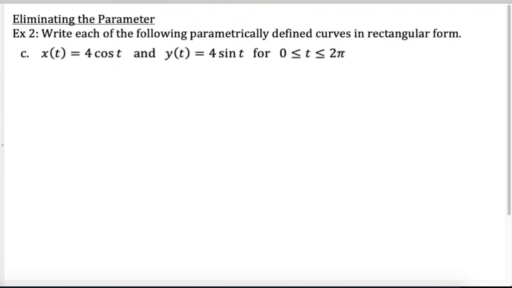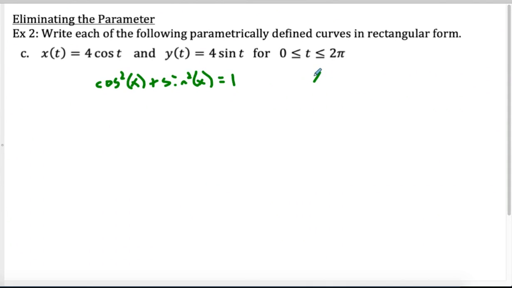Then our final example is just a little bit different, right? Here, since I have my x and my y written in terms of cosine and sine, what we actually want to think about is our Pythagorean identity. Cosine squared plus sine squared equals 1. So what I want to do here is actually solve each of these equations for cosine and sine.